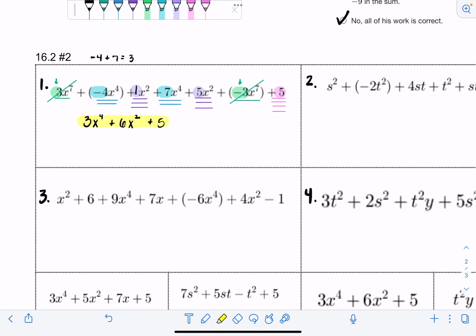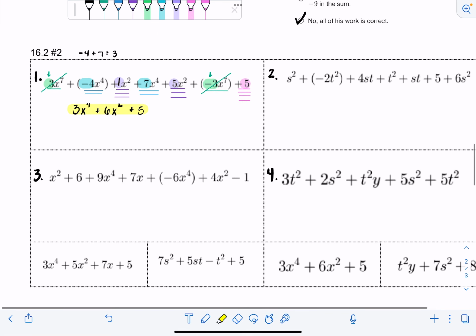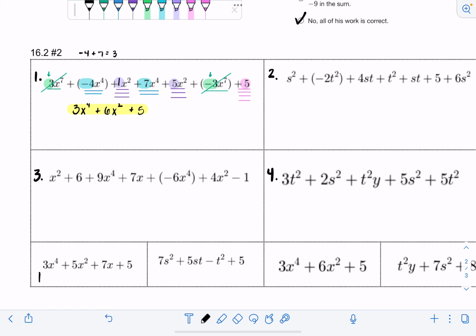Okay, and then this was this one right here, it's the same thing. So I don't necessarily think we need to use the bottom part, but 3x to the fourth. Oh, wait, hold on. I don't know why I did that. Oh, I just looked at the 3x to the fourth. Sorry, ignore me. It was this one. So 3x to the fourth plus 6x squared plus 5. Okay.